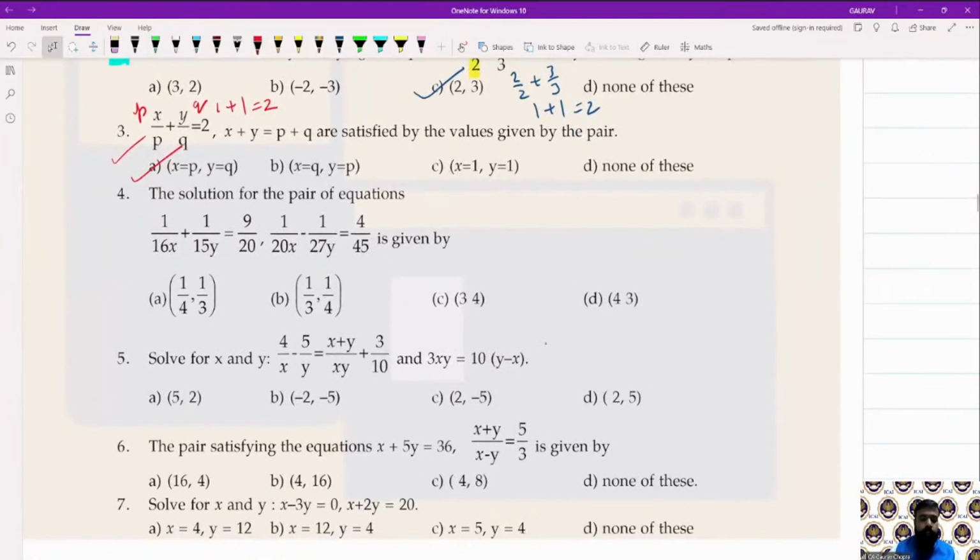Then comes the fourth one. The solution for the pair of equations is given by. So we have to find which option is correct for the fourth one. Yes, everybody has given the correct answer for the third. Now it's time to solve the fourth one. For the fourth one, we have to put the options and check which is correct. You can put the value in each and every option.